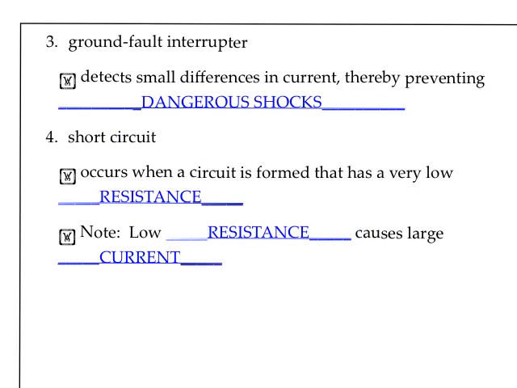Next, we have what's called a ground fault interrupter, and this device detects small differences in current, and it'll prevent dangerous shocks in case you have too much of a fluctuation. And then lastly, if you ever hear the term short circuit, this is something that occurs when a circuit is formed that has a very low resistance, and just a reminder that a low resistance would cause a large current. For all of these safety devices, we're trying not to have too much current go through, because that'll cause something to heat up and it could potentially start a fire.